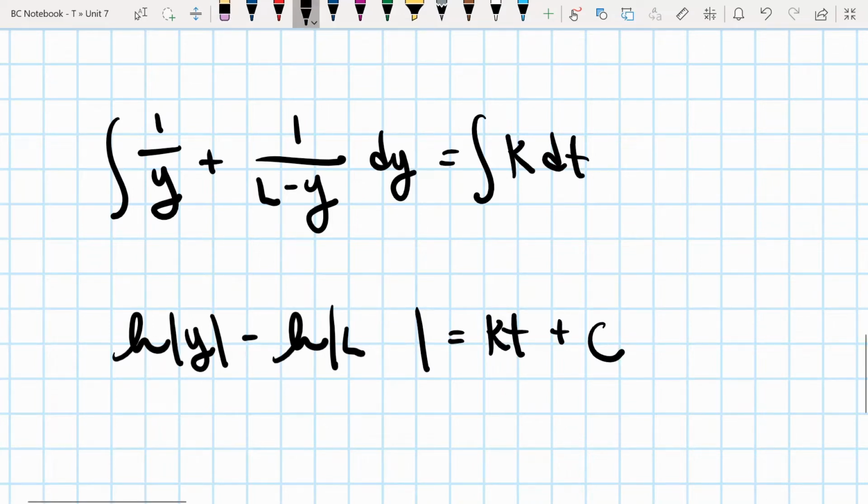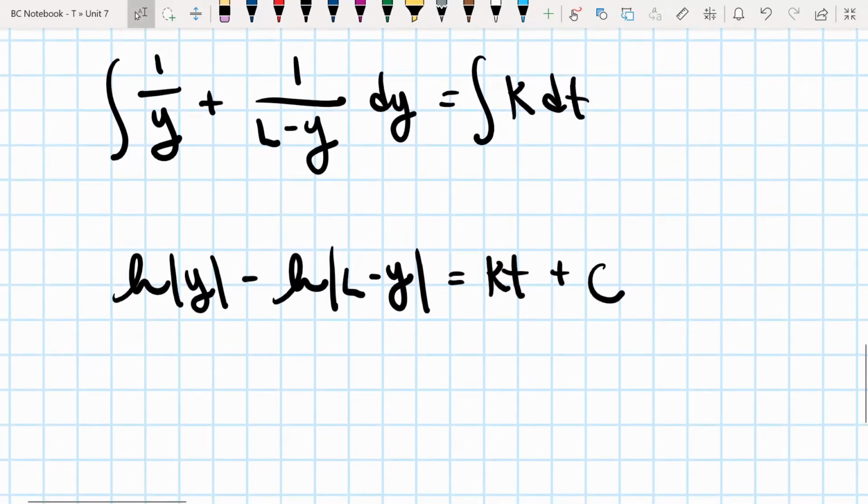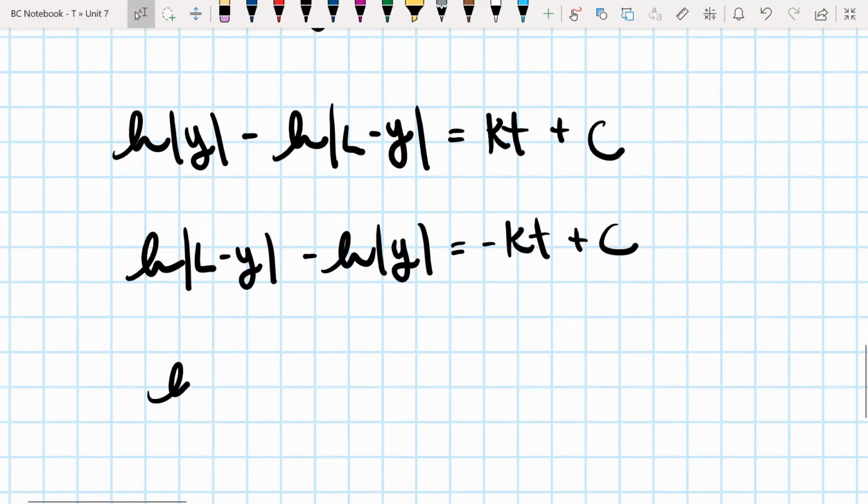All right, minus y. So we want to solve this for y. So we're going to do a couple things. The first thing we'll do here is let's change the order around and multiply everything by a negative 1. So we get natural log of L minus y minus natural log of y equals negative k times t plus c. And we can combine these together by using properties of logarithms. Remember, if we subtract two log statements, we can divide the inside. Is equal to minus k times t plus c.